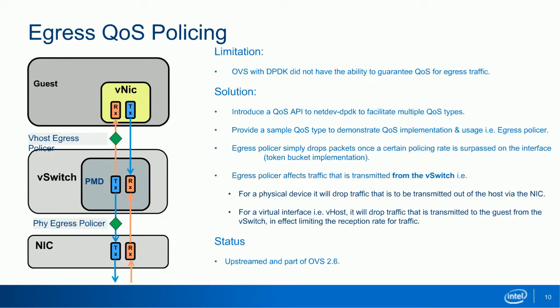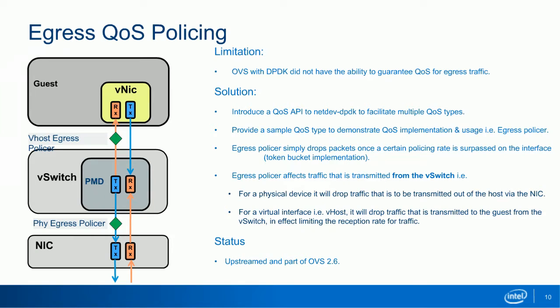And then we also need to provide a sample QoS type. That's what's actually provided in OVS 2.6. Under the hood, there's a new QoS API, which can be extended in the future, but we also provide the sample QoS, an egress policer. All an egress policer does is simply drop packets once a certain specified rate is surpassed. And it uses a token bucket implementation from the DPDK library to do this.